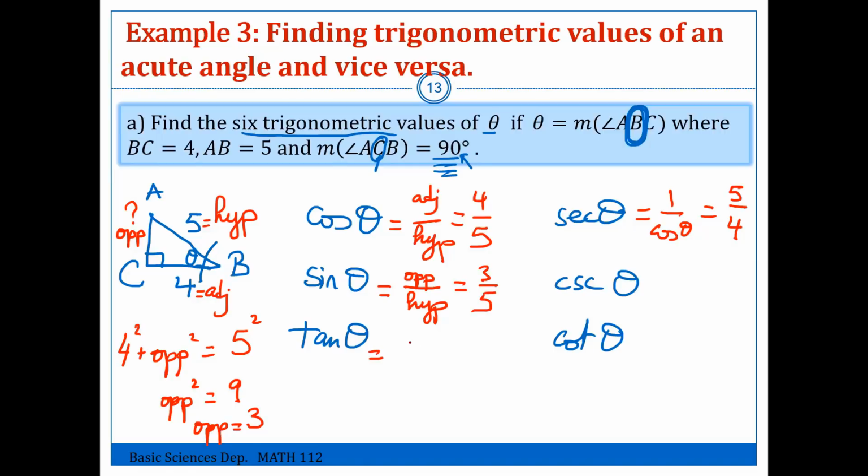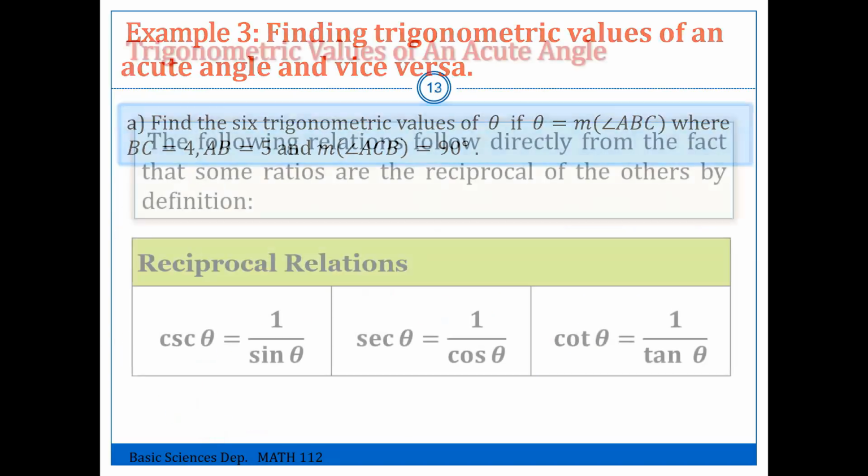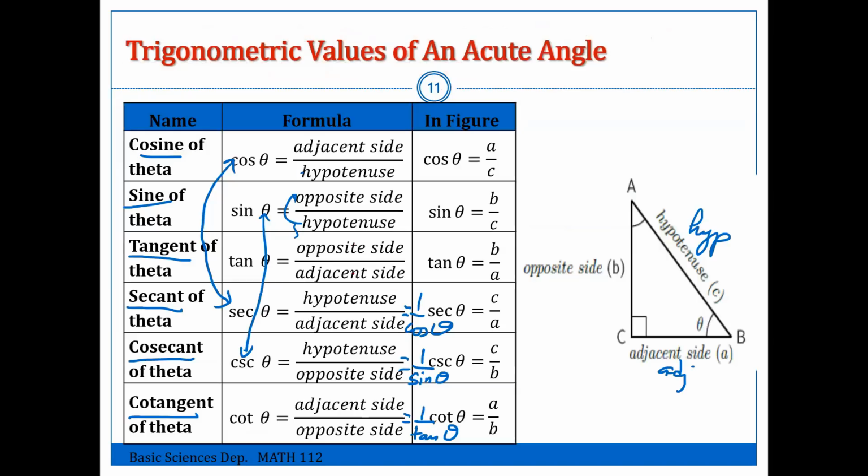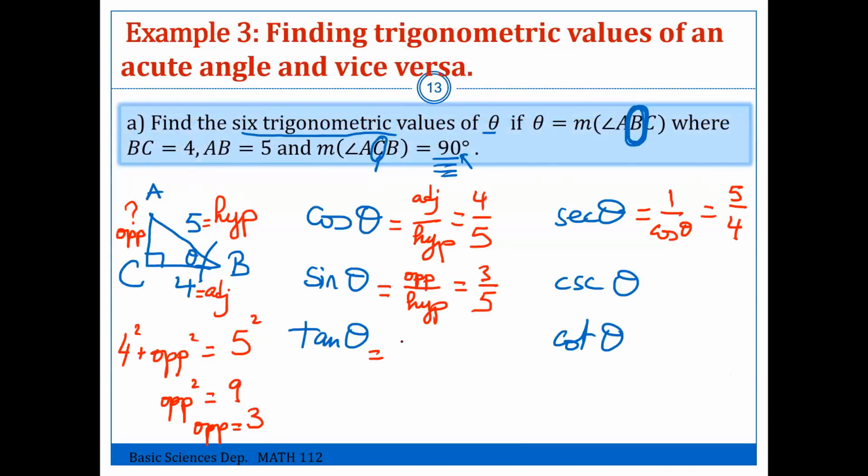And the tangent. Who remembers the rule for tangent? Tangent is opposite over adjacent. Here now we have all sides. Then opposite 3 over 4. And the cosecant 5 over 3. And the cotangent 4 over 3. Clear? Then these are the 6 trigonometric functions.